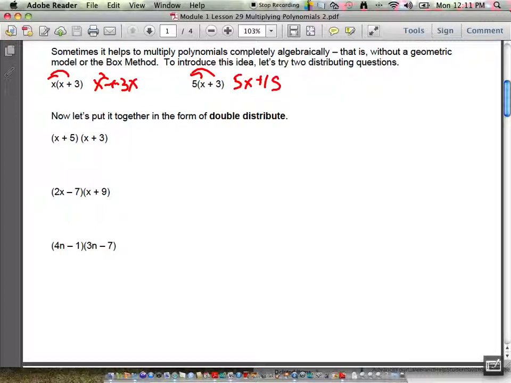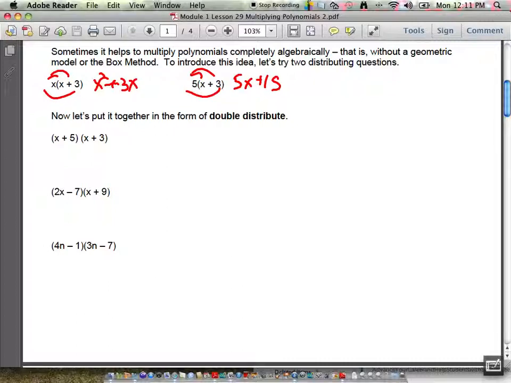Now, take a look carefully at the next question. X plus 5 times x plus 3. It's like this one combined with this one. We're now going to do what I like to call double distribute. There are some teachers in the high school, in fact, there are a lot of teachers all over the place who like to call this FOIL. And when you call it FOIL, it makes it sound like a gimmick, or a trick. And one of the things I really like to do with math is make it make sense.